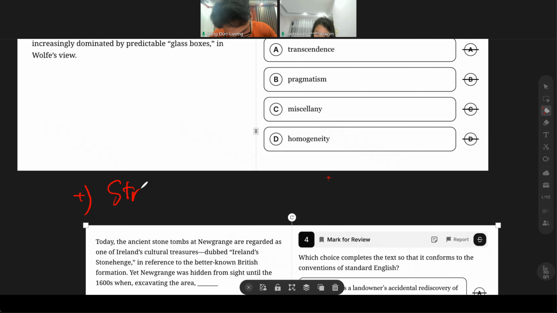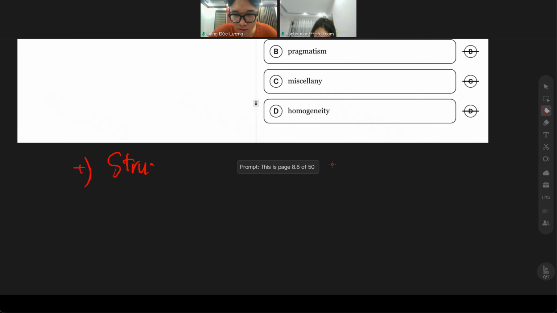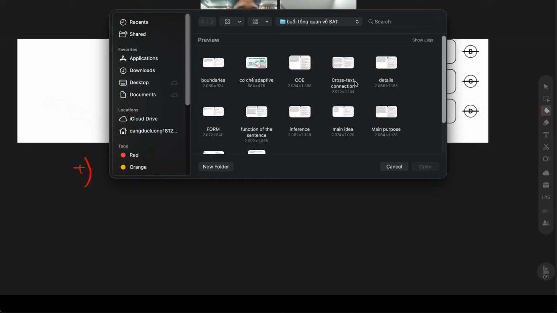Structure. No, it's not that. Hey, I need to check it for a little bit. Oh, my phone's so slow.